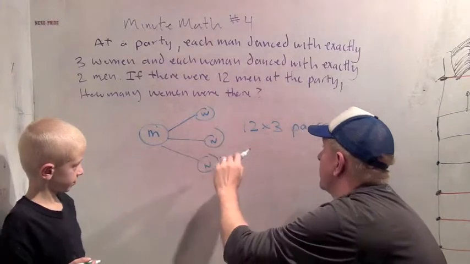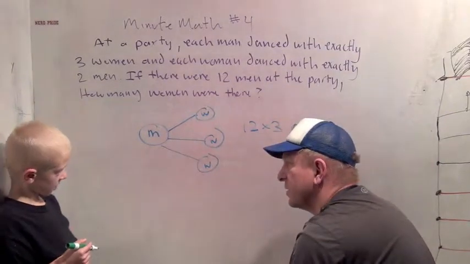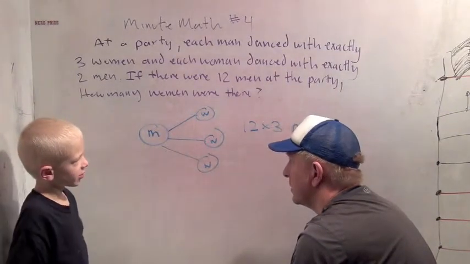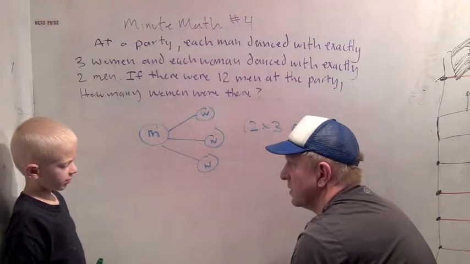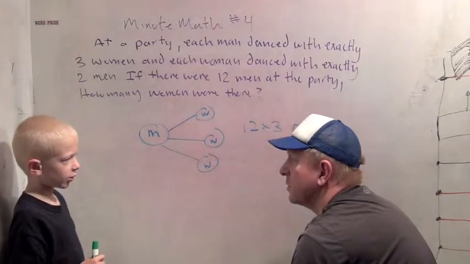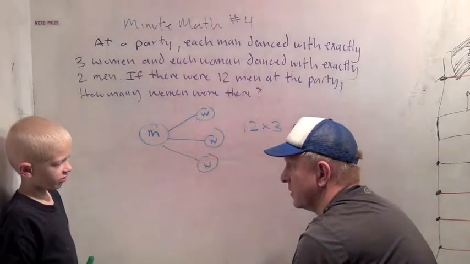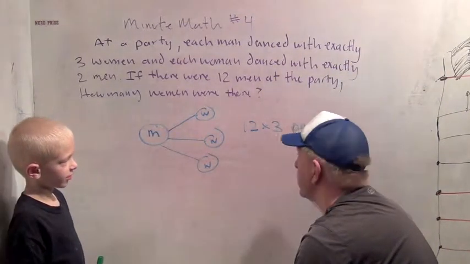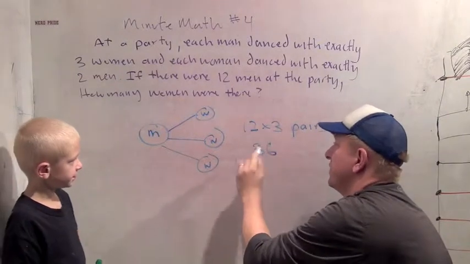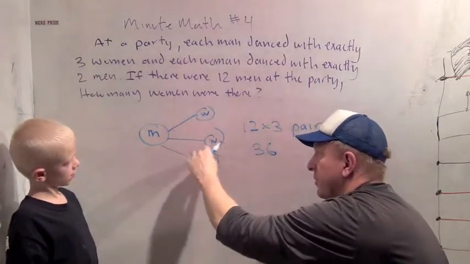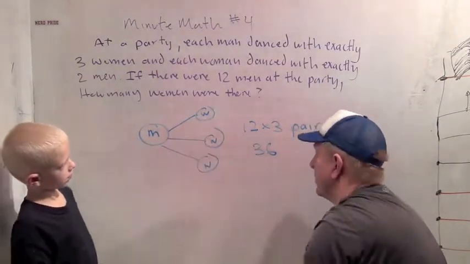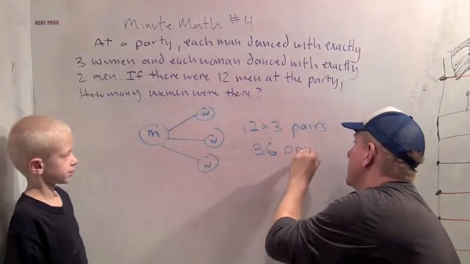He dances with 3 women. So what? Do you know what 12 times 3 is? 12 times 3. 12 plus 12 is 24. Right. And 24 plus 12 is 36. 36, right. So there are 36. If I drew all the men and each one had 3 pairs, we'd have 36 pairs.